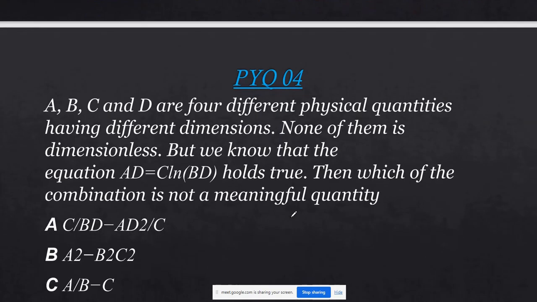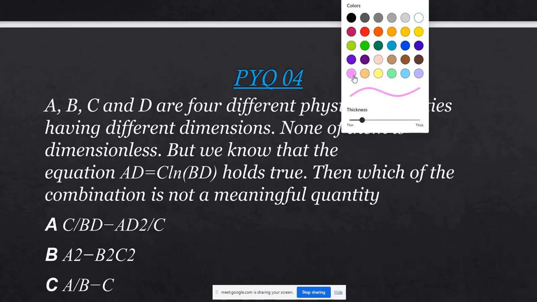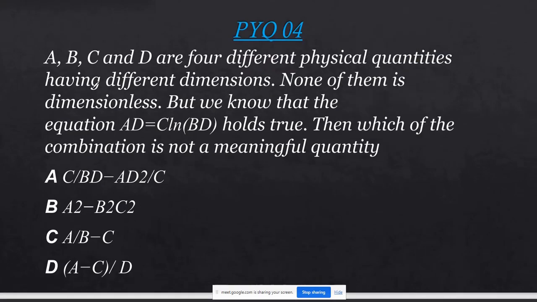So let us see previous year questions based on this principle of homogeneity. These are also questions from your NEET exam past papers. See the question here. A, B, C and D are four different physical quantities, having different dimensions.